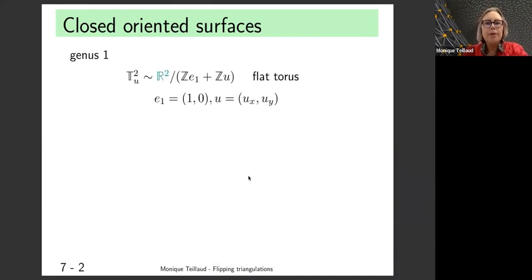So we first have the flat torus, which can be seen as the quotient of R2, the Euclidean plane, under the action of Z2. Here, Z2 can be given by the unit vector and another vector.